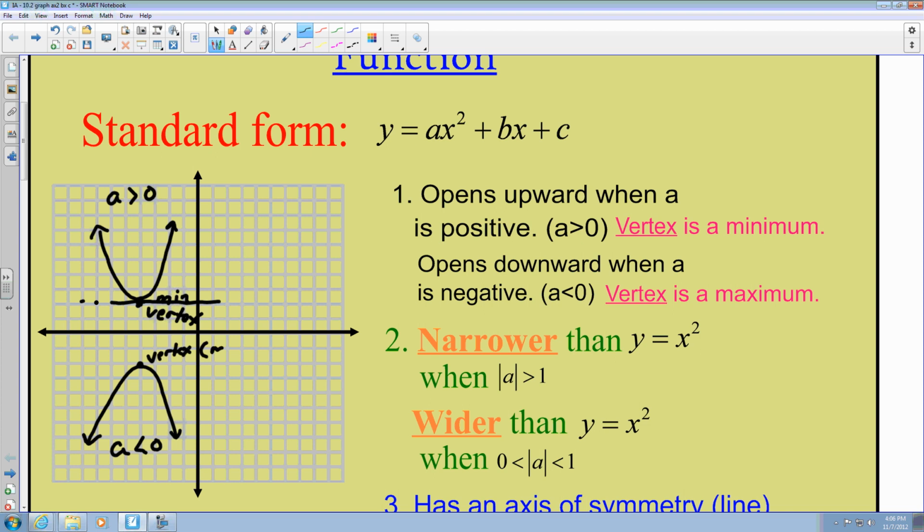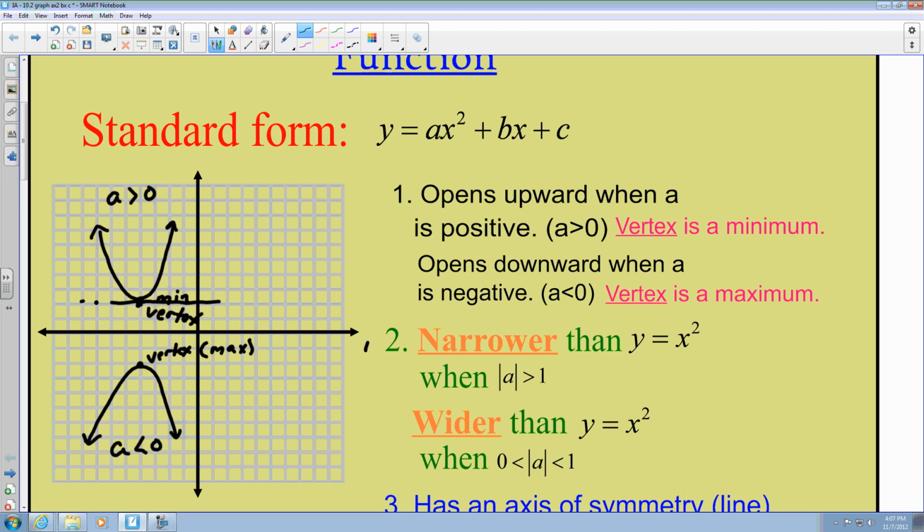And so it's easy to remember, if a in any of our quadratic equations or functions has a positive number to it, we know that it has a minimum value. If our a is negative, then we know that it has a maximum value.